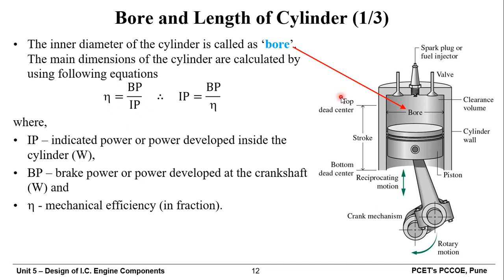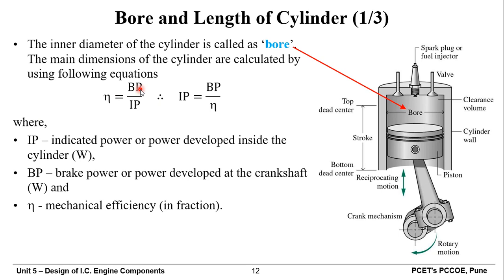Generally, from the properties of the fuel, you can calculate the indicated power. Again, if we know the efficiency of that engine, whether it is a petrol or diesel engine, if we know these two values, then we can also find out the brake power with the help of a rope brake dynamometer or any other mechanism.